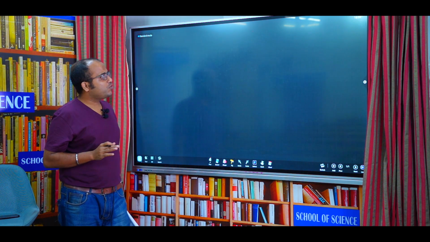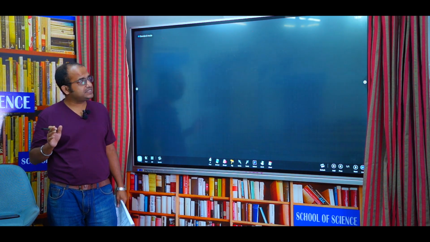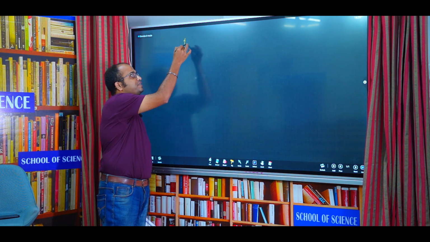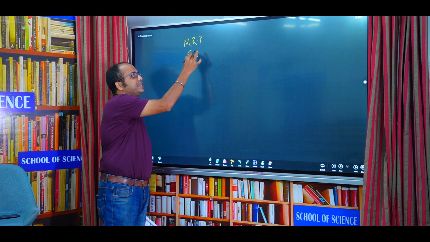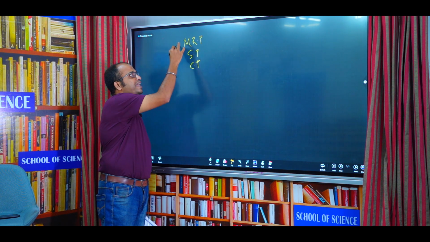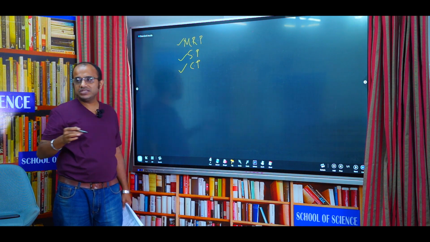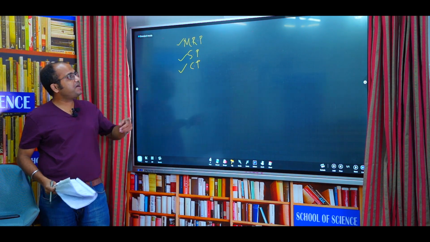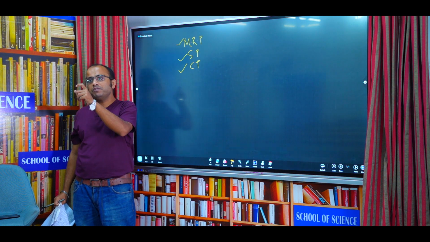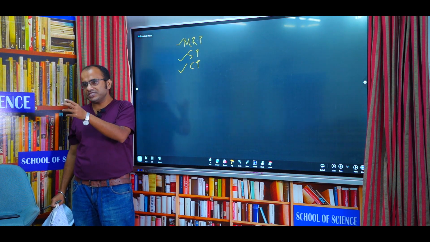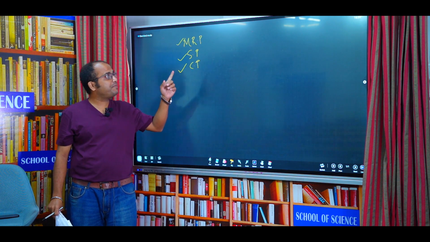So for that we have to remember the first concept, that there are three types of prices. First is MRP, next is SP, next is CP. These are the three prices. MRP full form is market retail price. That means what is written on the body of anything you purchase from the market, what is written on the body of the object, that is called MRP.